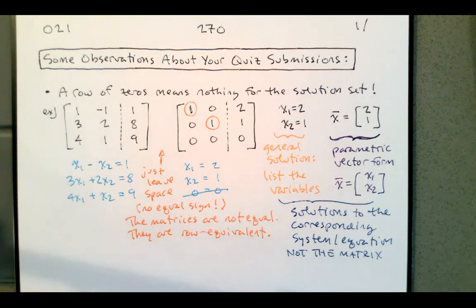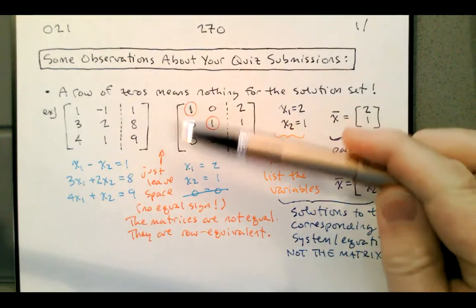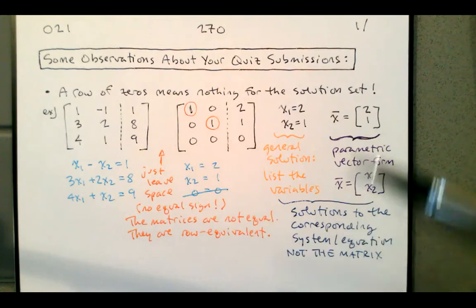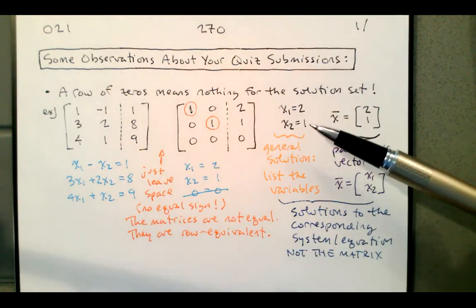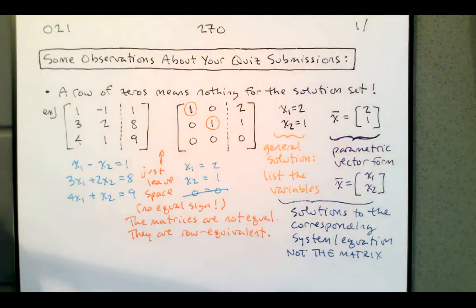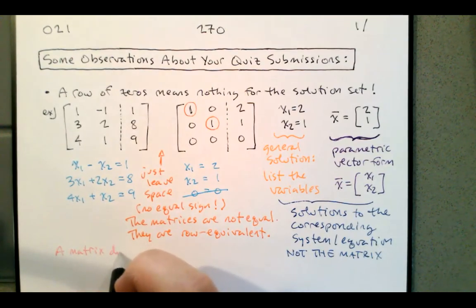So also notice that we have variables x1 and x2. The variables do not belong to the matrix. The variables belong to the system or the equation. So these variables x1 and x2, a matrix does not have variables. So another thing to note, a matrix does not have variables. Variables are a thing that we find in equations and systems. A matrix does not have variables.